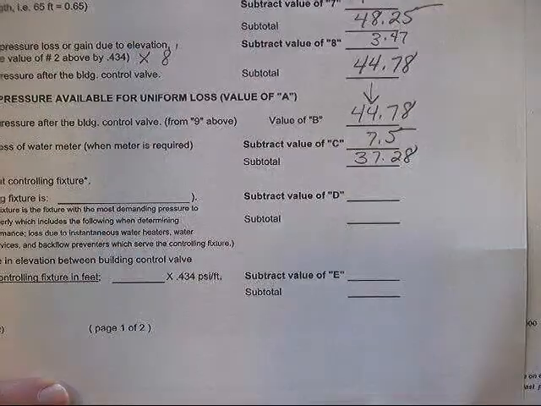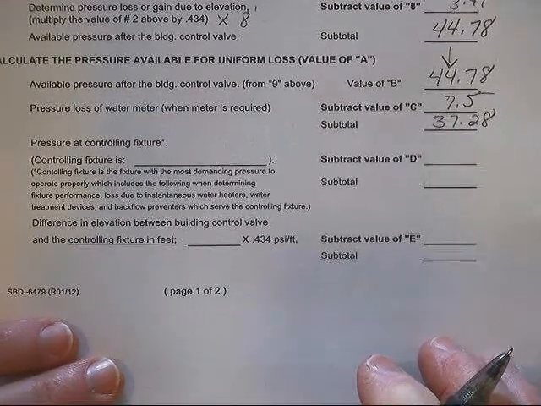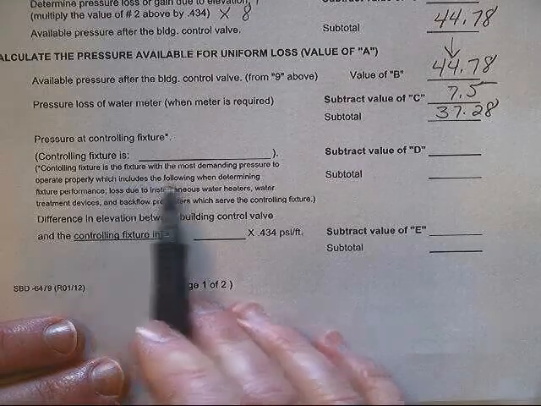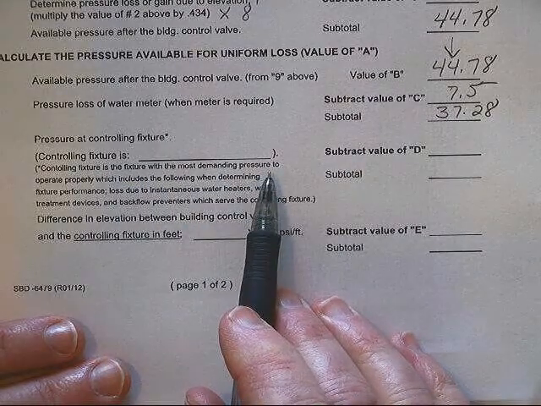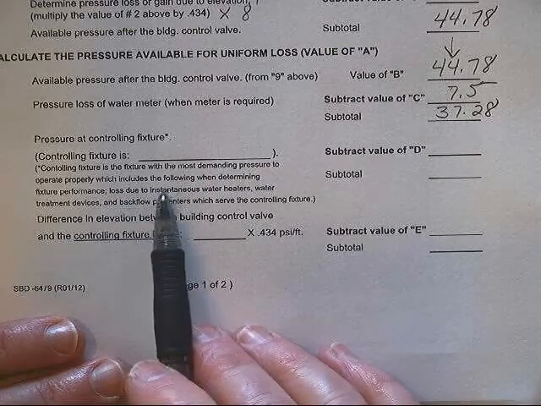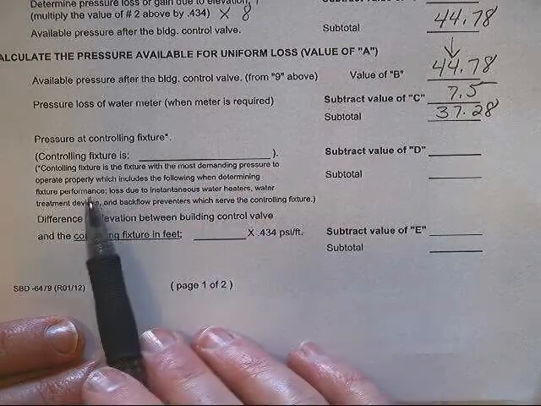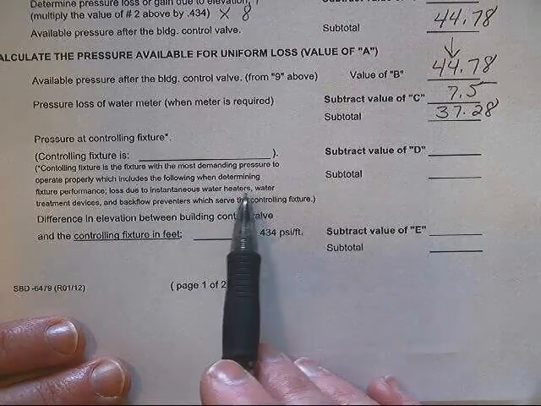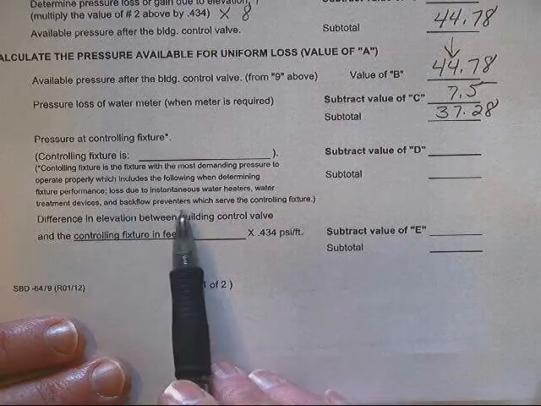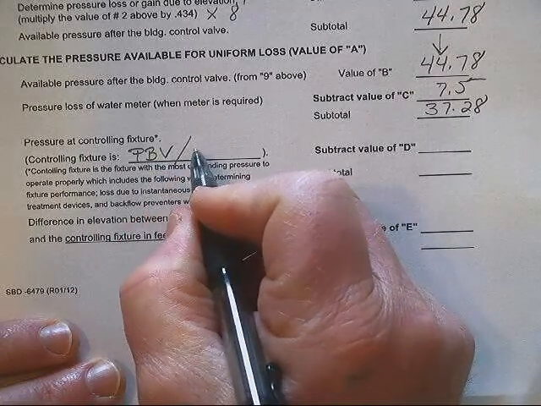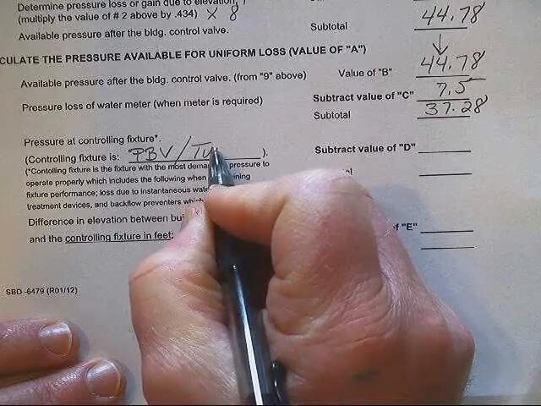Okay, next thing. The calculation sheet is asking for the pressure at the controlling fixture. The controlling fixture is the fixture which has the most demanding pressure to operate properly, which includes the following when determining fixture performance: loss due to instantaneous water heaters, water treatment devices, and backflow preventers which serve the controlling fixture. We're going to call it the pressure balance valve in the tub shower.